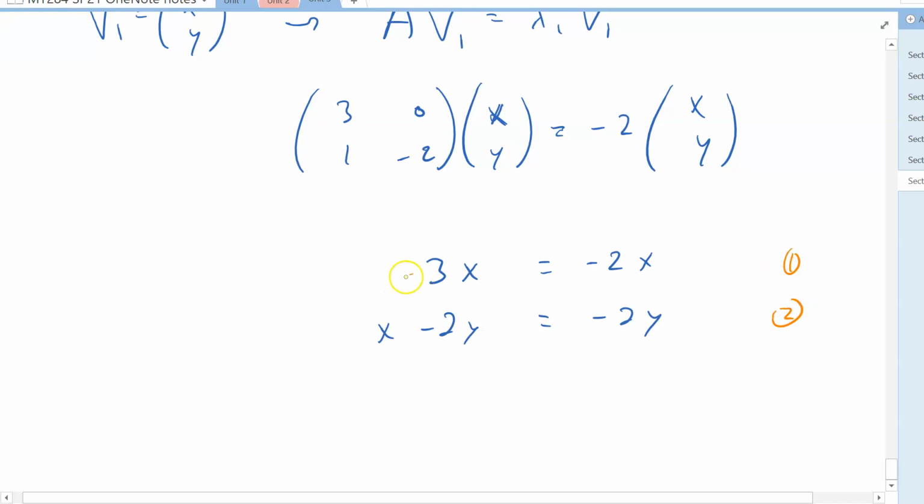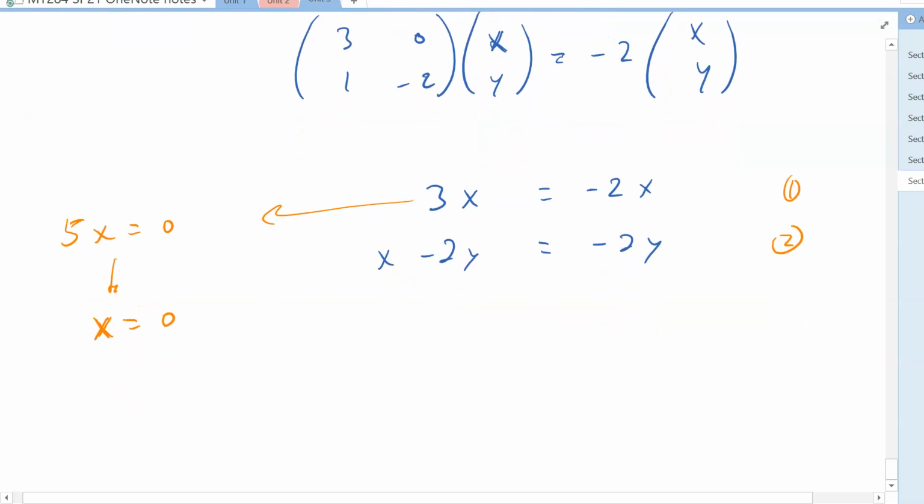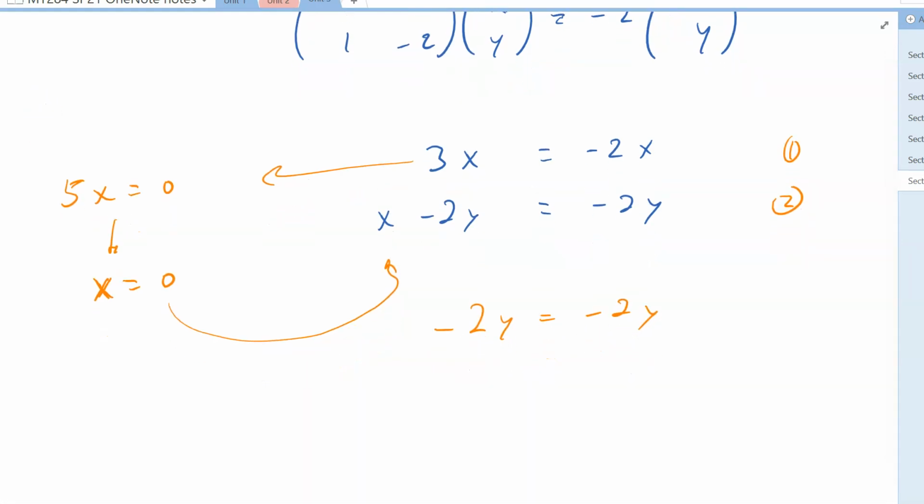What does the first equation tell us? If you add 2x to both sides, we get 5x equals 0, which tells us that x is equal to 0. So X is equal to 0. Our x component of our eigenvector is 0. That's okay, that's possible. I'll talk about what that means geometrically in a minute. Now, if we take that and plug it into the second equation, that's going to give us negative 2y equals negative 2y. That equation's always true. This is true for any y.